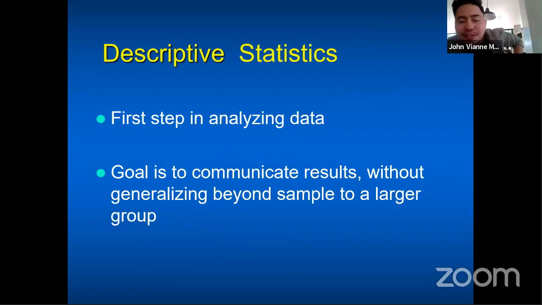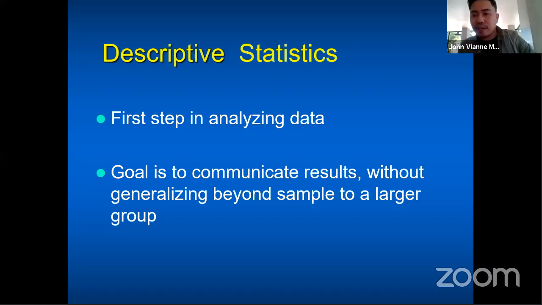So here's the first step in analyzing data. The goal of descriptive statistics is to communicate results without generalizing beyond the sample to a larger group. When you're using descriptive statistics, this is the most common, this is the first step that you're going to do in your analysis. The good thing about this is that it can help us to understand or characterize our population.